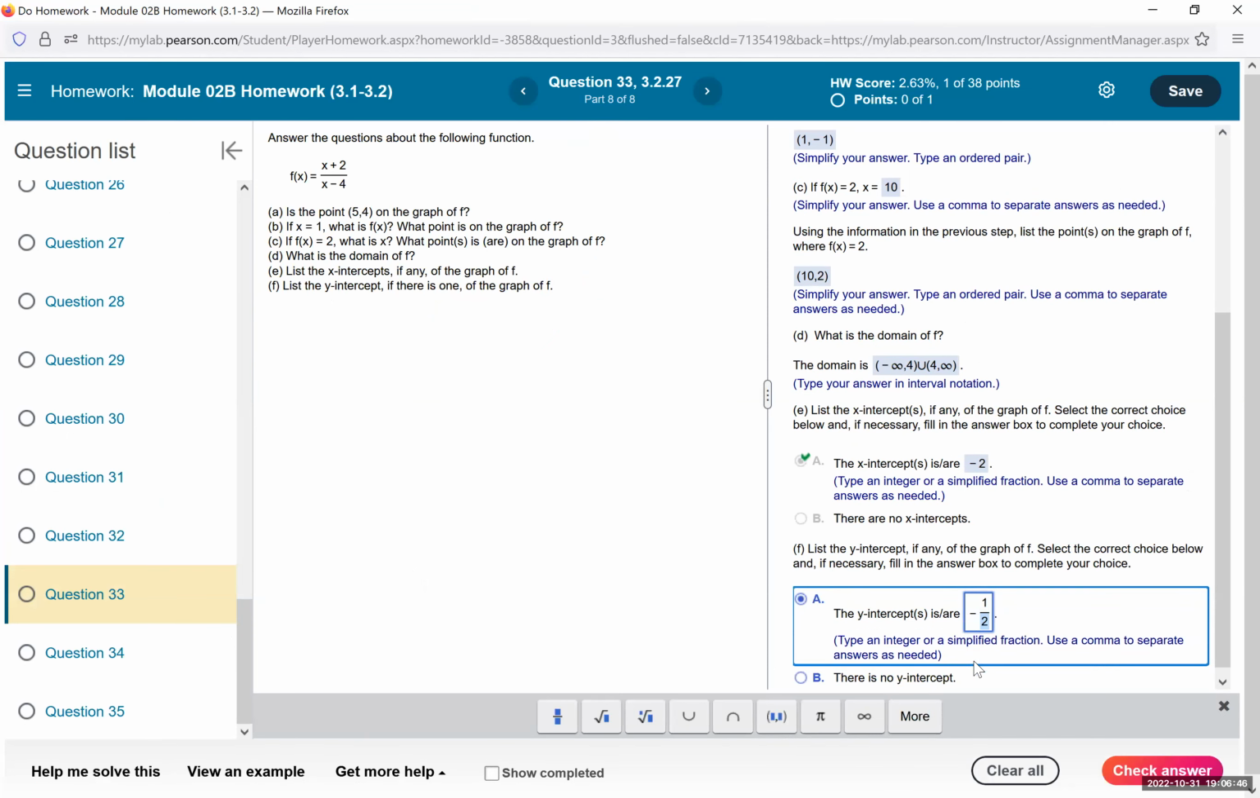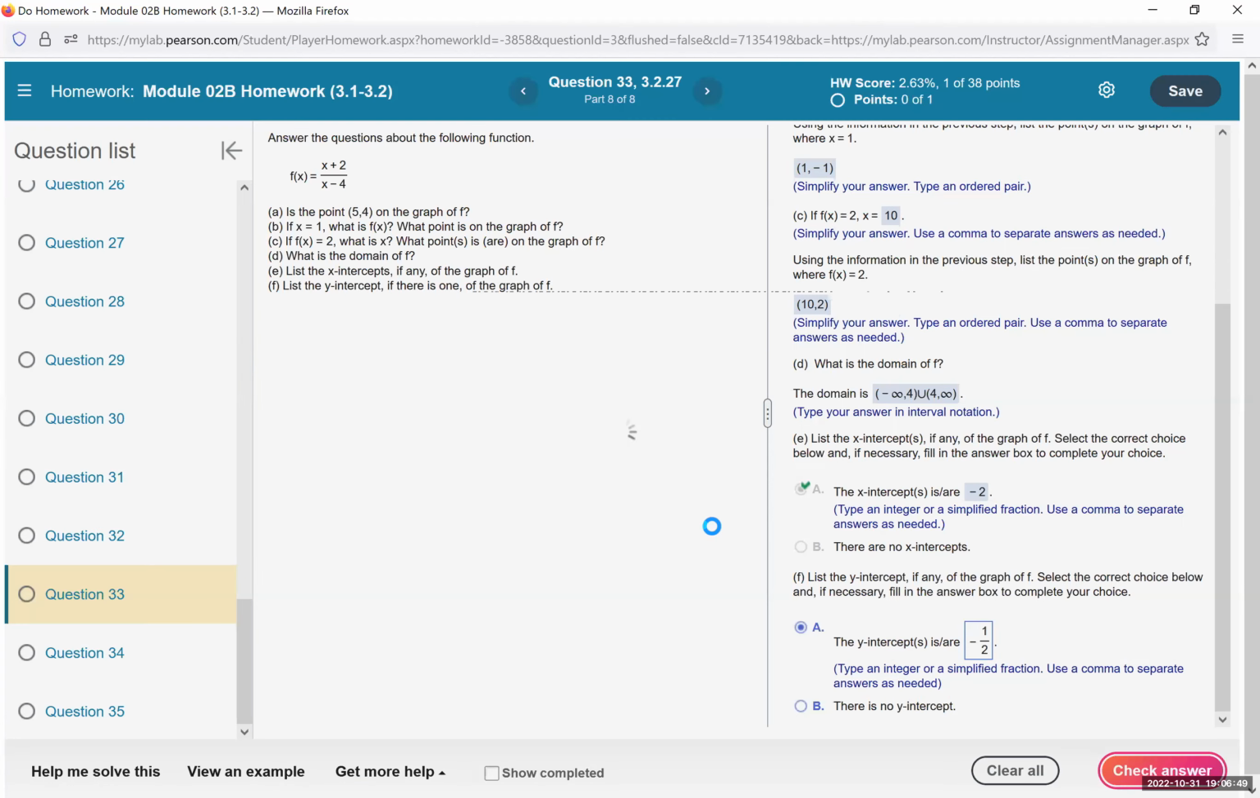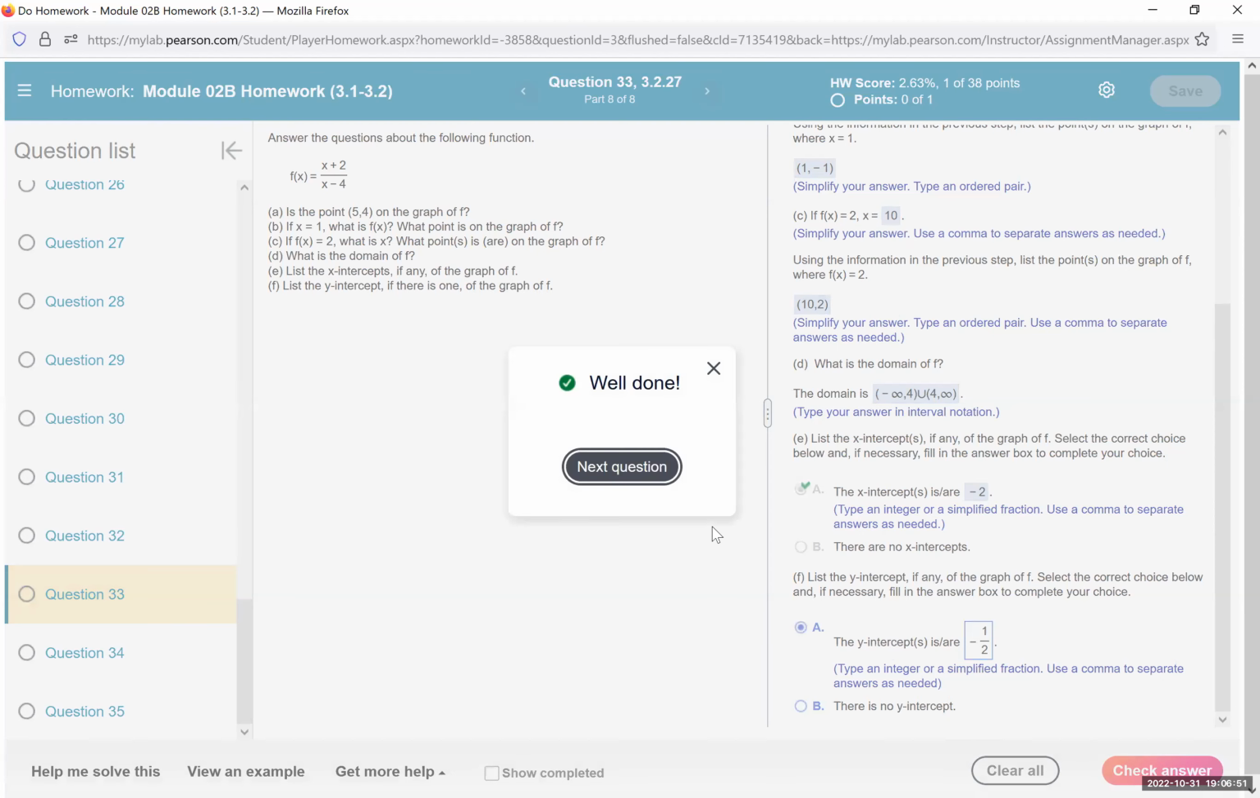All right, negative 1/2. Negative 1 divided by 2, we'll check it. There it is right there.